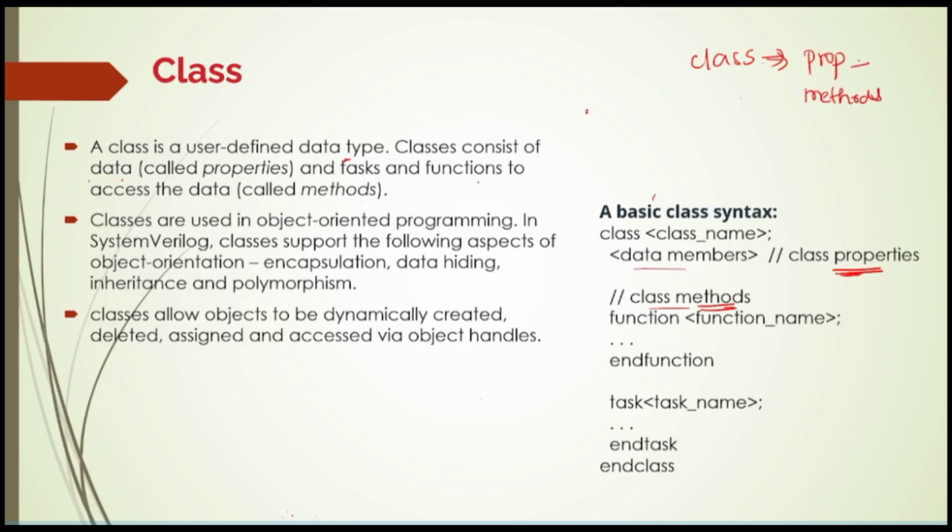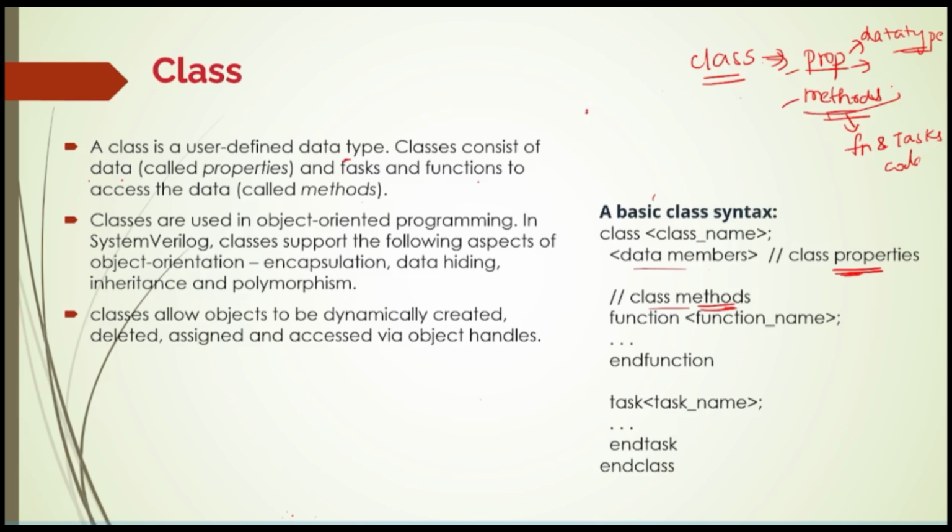Okay, so properties are nothing but the data types that you will be using within your code. They all come under properties. Methods are nothing but the functions and tasks that you are using in your code. So every class consists of both properties and methods.